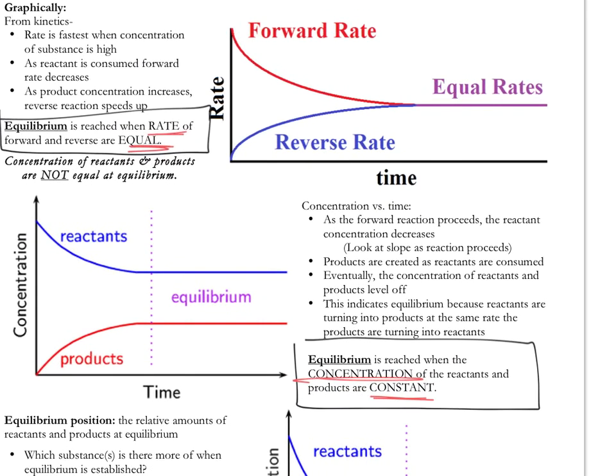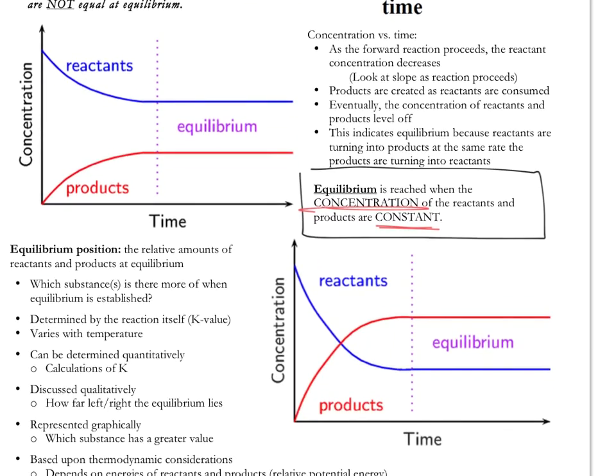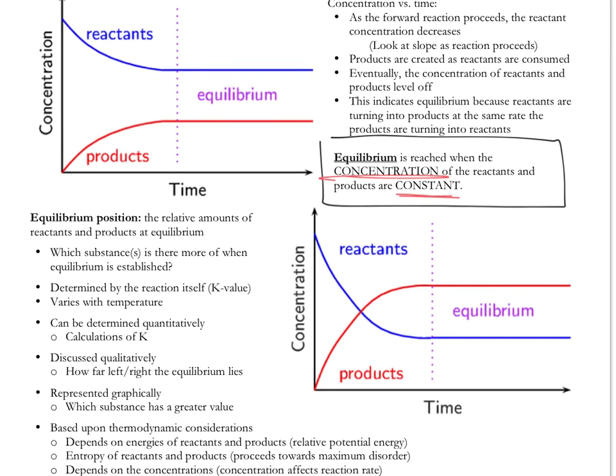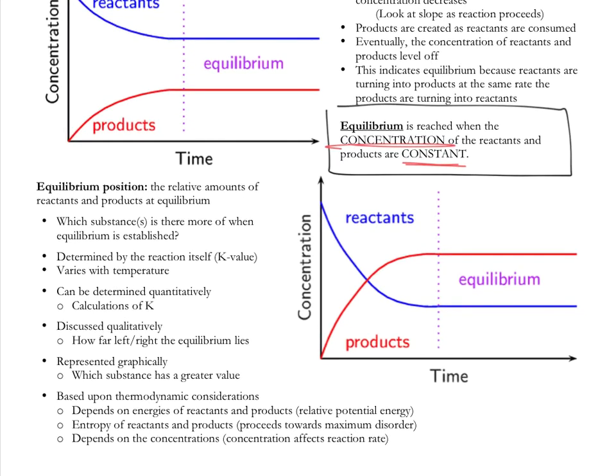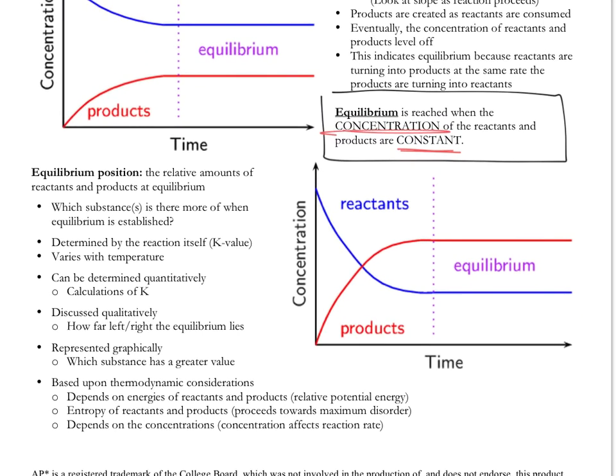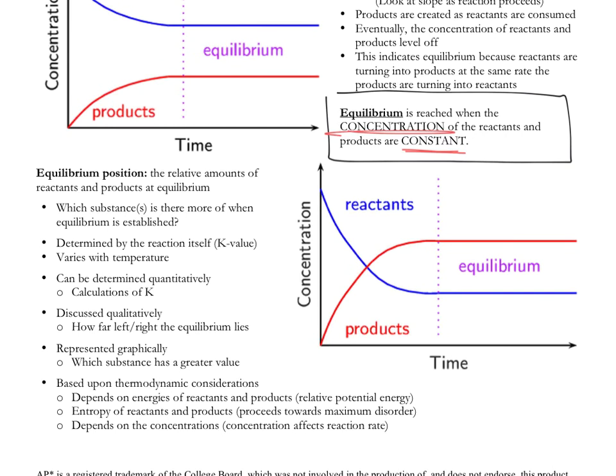Notice these graphs did not meet. This graph met because rates are equal. These graphs did not meet because amounts are not equal. Amounts are constant. And the reason these two graphs look different is a concept called the equilibrium position. So that's what we're going to wrap up our conceptual introduction with. We've got the definition, forward and reverse. Rates are equal, amounts are constant. This turns into that at the same rate that it turns back into it.